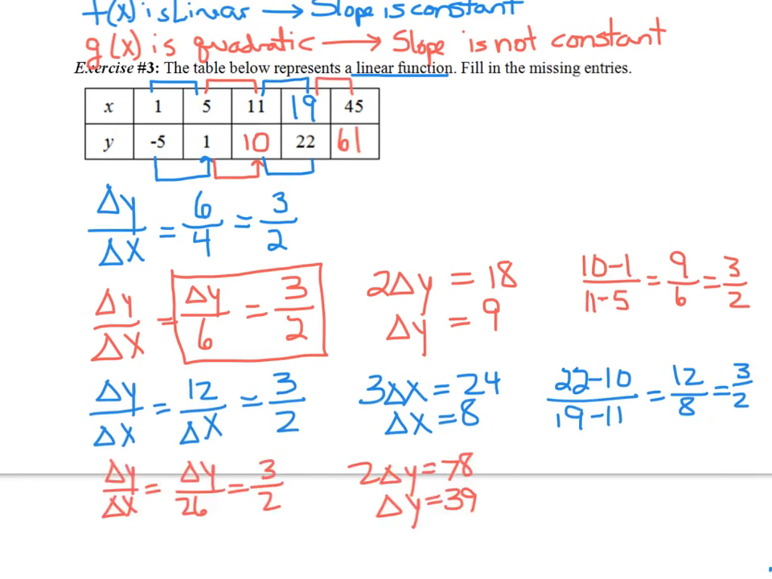Hi, welcome back. Did you get that the last y value should be 61? Take a look at the work that I did to calculate that. I found out that the delta y value had to be 39, and I added 39 to 22, giving me a function value of 61. When we check that, 61 minus 22 divided by 45 minus 19, if I do that calculation, I'm getting 39 over 26, which does reduce to an average rate of change of 3/2.